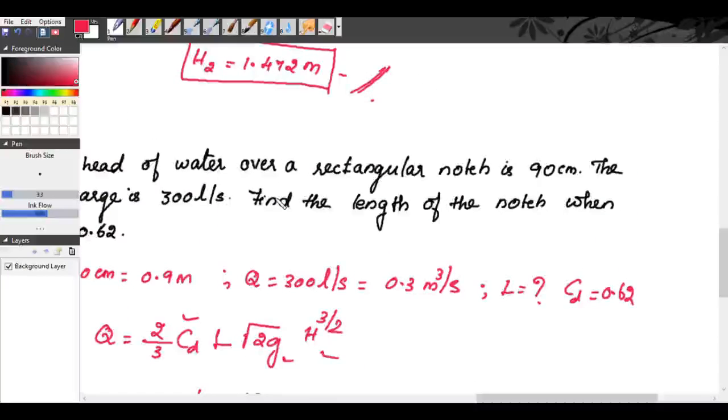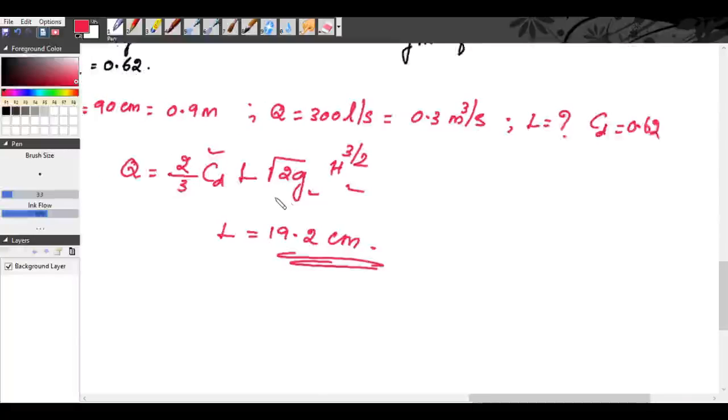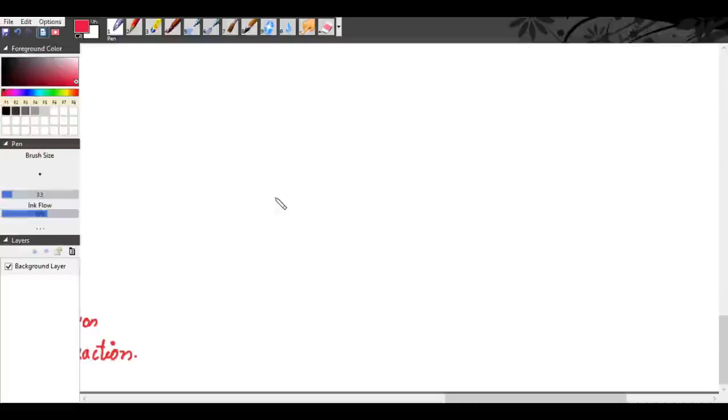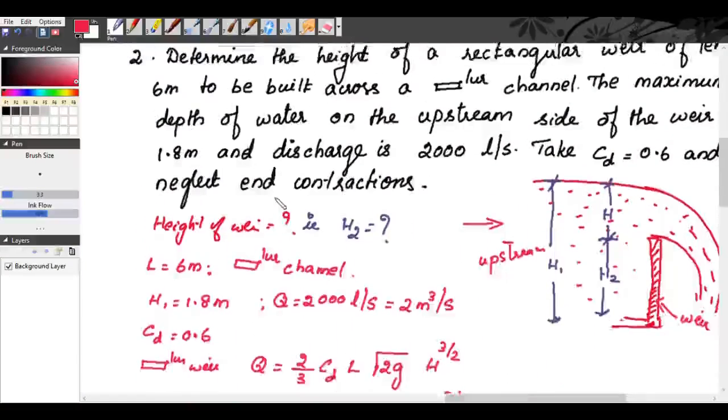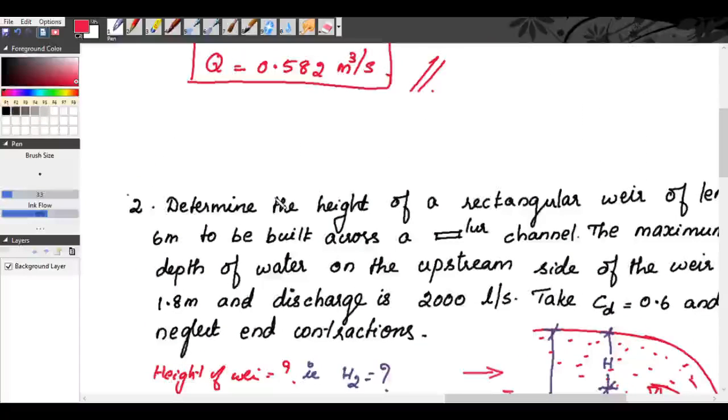Okay. So that's all for today. The next class we will start with triangular notches. So next class we will see what is triangular notch, rectangular notch and stepped notches and weirs.